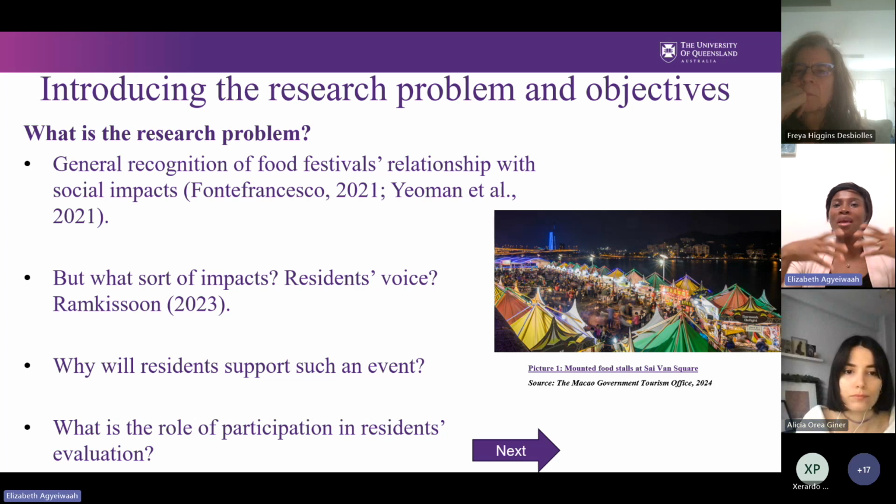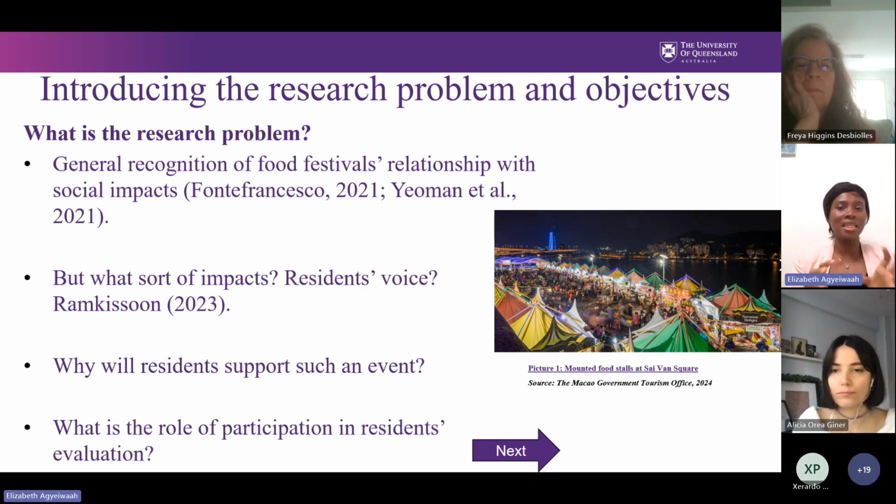And if it brings impacts, why should residents even care? Why should residents support these food events? And from residents' perspective, in a lot of the research, you realize that there is a lack of resident voice. Some earlier studies have pointed to the need to really delve into how residents feel about these. So it was these calls for further studies that motivated me to look into a project examining the social sustainability of food events from the resident perspective.